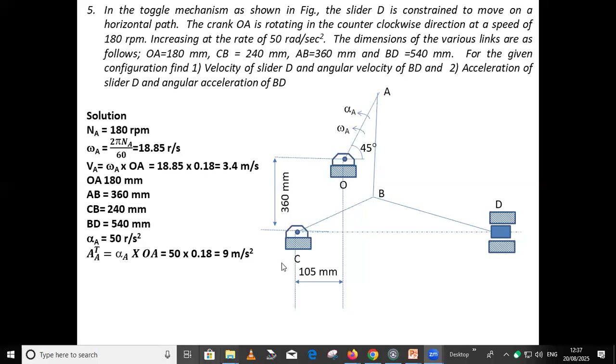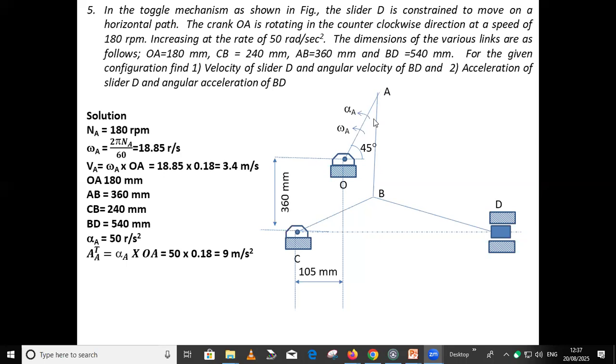In this problem we discuss the velocity and acceleration diagram for a toggle mechanism, which has an angular speed of 180 RPM and an angular acceleration of 50 radians per second square. So we have this arrangement of the toggle mechanism. The lengths of the links are given.